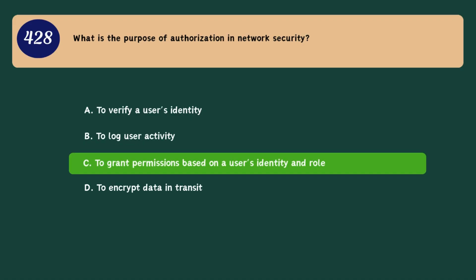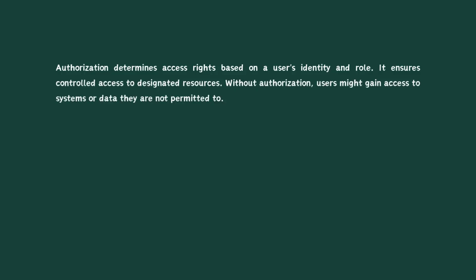Correct answer. C. To grant permissions based on a user's identity and role. Authorization determines access rights based on a user's identity and role. It ensures controlled access to designated resources. Without authorization, users might gain access to systems or data they are not permitted to.